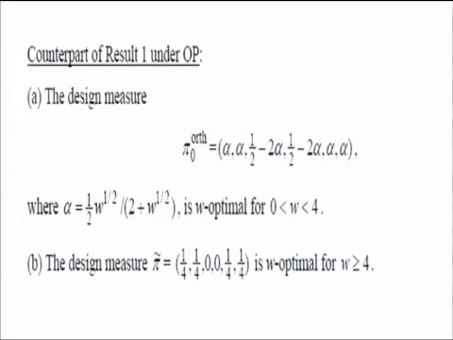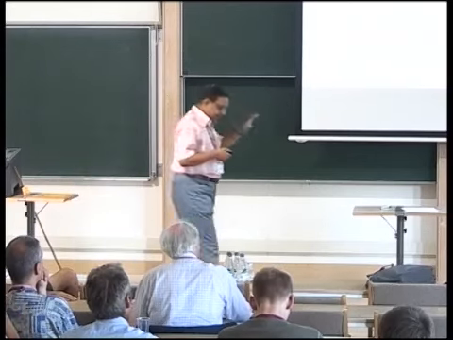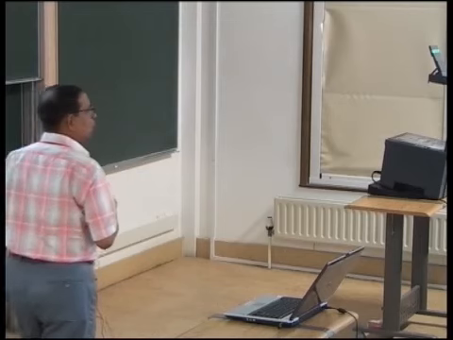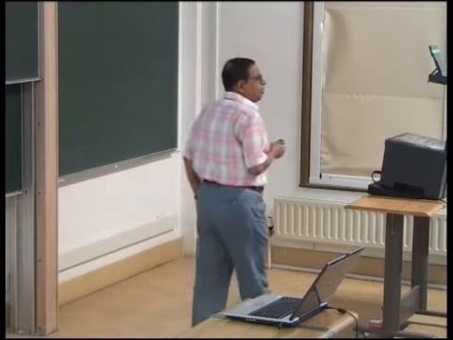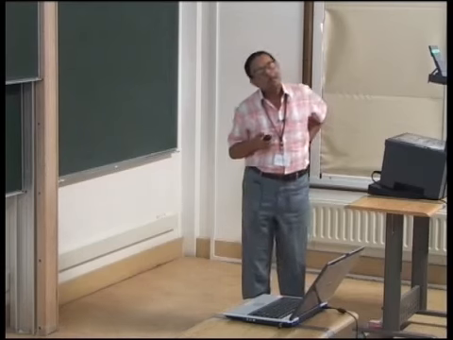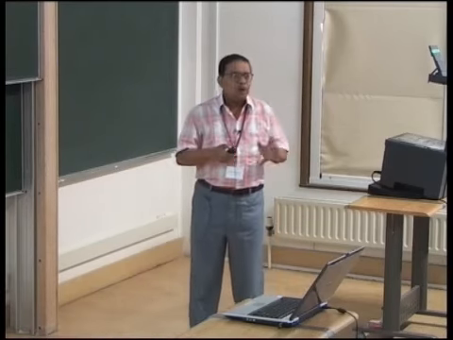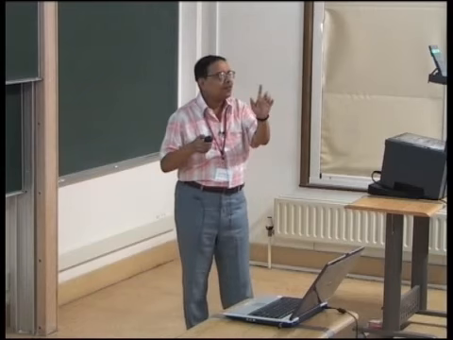Now, the counterpart of this result under orthogonal parameterization is this. As you can see, for W equal to 0 to 4, this happens, and in particular if W is 1, then this pi naught orthogonal reduces to 1 by 6, 1 by 6, etc., which is just the balanced incomplete block design. So, what we learn is that even in the simplest case of a 2 square factorial, the baseline parameterization may lead to optimal designs which are entirely different from the balanced incomplete block design.